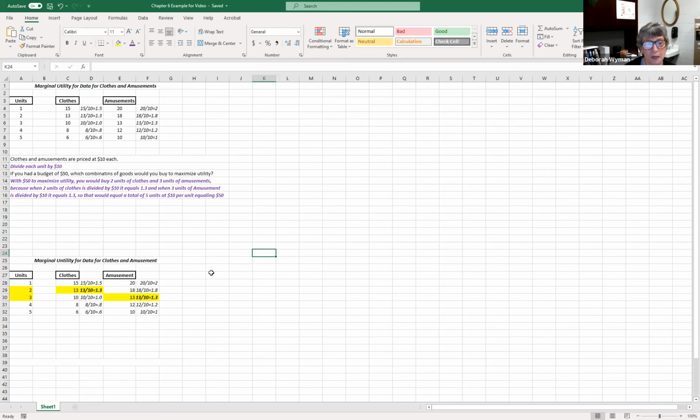Because if you look down here where I've highlighted it, when you do the calculations, you have 2 units of clothes. The calculation comes out to 1.3. And for the amusements, 3 units of amusements is 1.3. So you would buy 2 units of clothes and 3 units of amusements. And if you add that up, it equals $50.